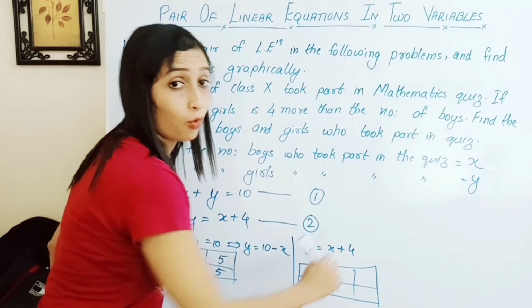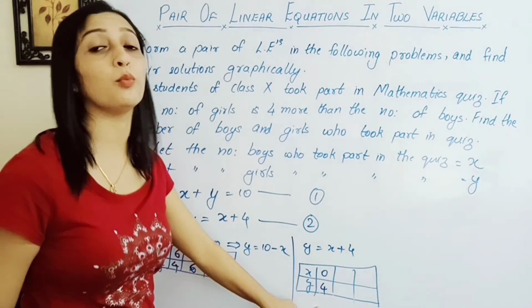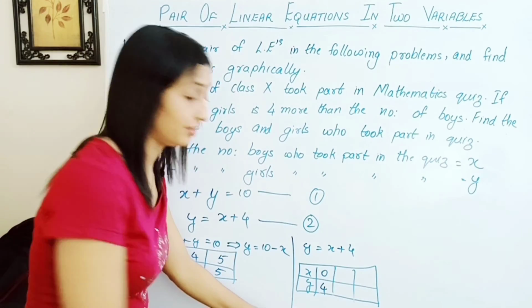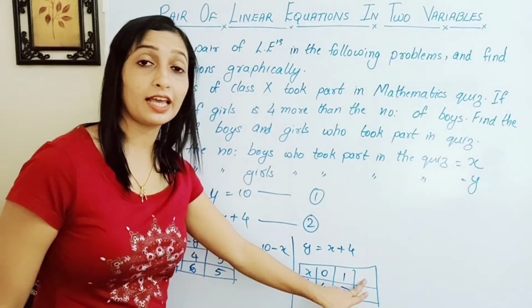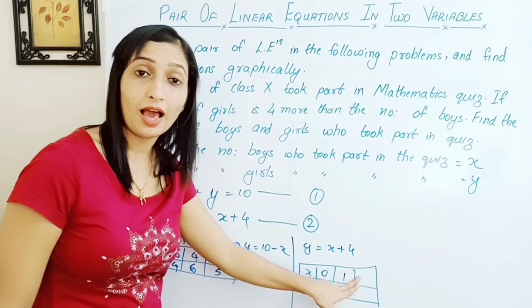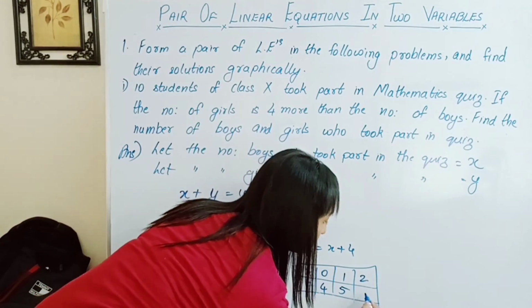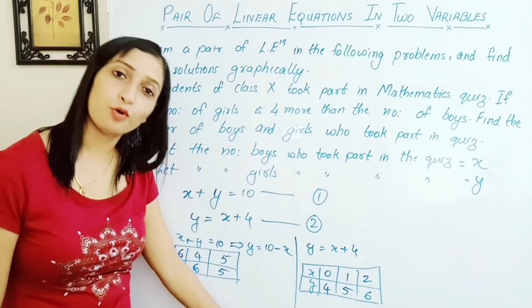0 plus 4, then I get y is equal to 4. So when I take 0, I get y is equal to 4. Next, I take x as 1, then I get y as 5. Next, what can I take the value of x as? I take x as 2 and then I get the value of y as 6. So when x is equal to 2, y is equal to 6. Now we have got a solution set for both the equations.